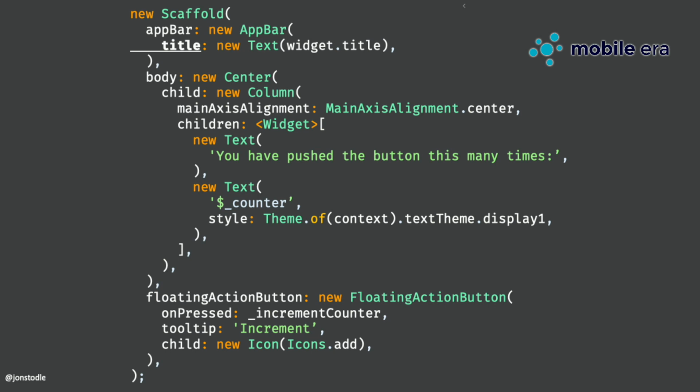Then you have an app bar at the top with a title. It takes a text widget. The widget takes in some text to show. There's a center, which centers something in the middle of its parent. There's a column, which stacks things on top of each other. And then there's two text elements. You push the button this many times, and then a counter that displays the counter text.